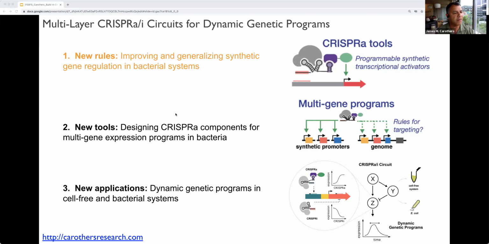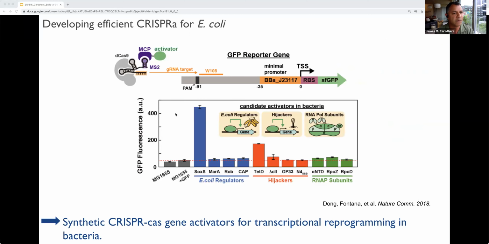In the first part, I'm going to tell you how we've improved and generalized synthetic gene regulation of bacterial systems. We're not going to wind this all the way back to its start, but jump in at a high level so we can tell you some things that we've been doing recently.